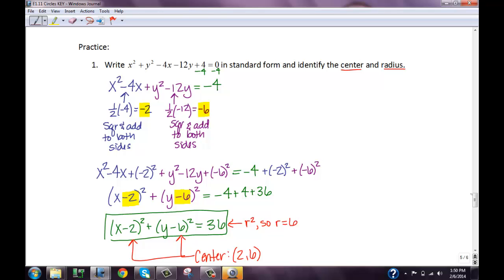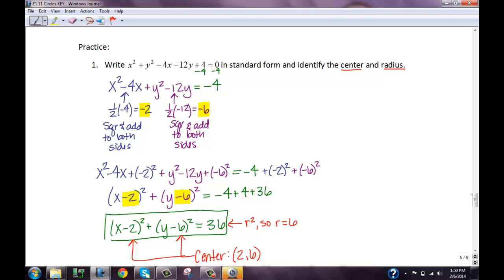Using our shortcut, we know that that's the number inside our y squared quantity. So we have y minus 6 quantity squared. And then again, don't forget to square that negative 6 and add it to the right-hand side. So we have our standard form of the circle on the left. On the right, we just combine our constants. Again, we have negative 4 plus 4, which just cancels out and leaves us with 36.